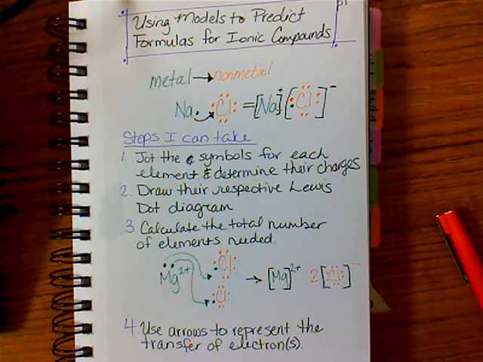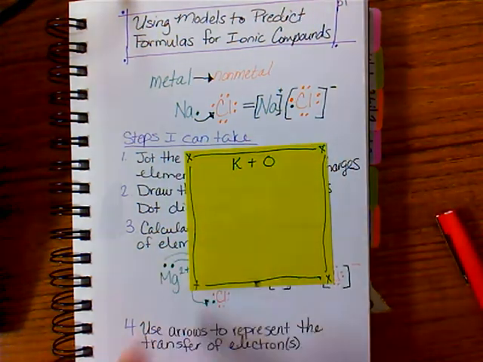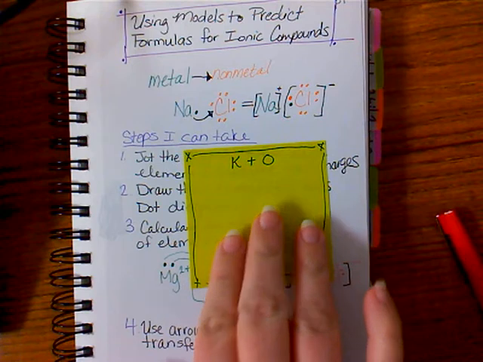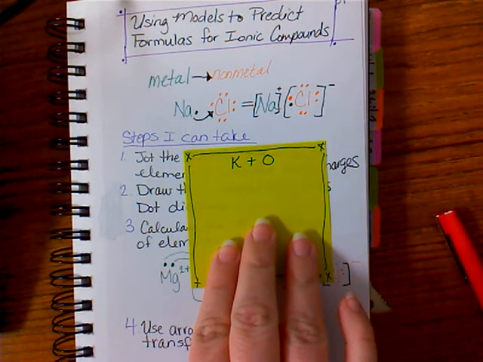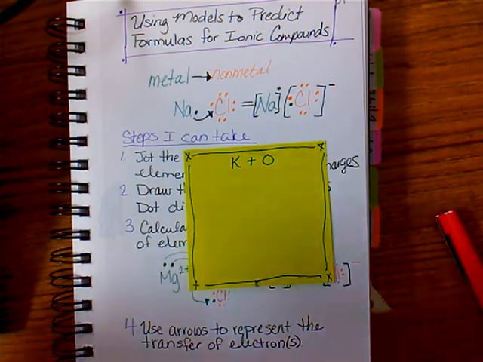Okay, so one thing I like to do for my practice work is use sticky notes. For this one, I'm going to be showing you potassium and oxygen. And then for the next one, I am showing you aluminum with oxygen. One handy tool you need in front of you is, you guessed it, your periodic table of elements.